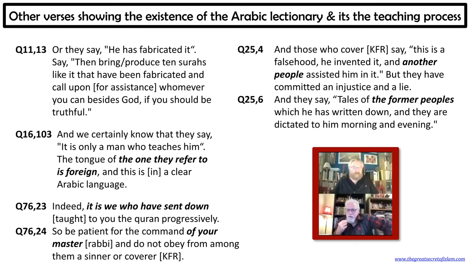Also, they talk to the group of the teachers as being the former peoples, the groups from before. So they were something ancient. They belong to an ancient community. They were not a new community that just emerged in the 7th century. They were an old group. And also here we have evidence that the preacher is preaching does not come from God, because it is dictated to him morning and evening. Here we have evidence of the teaching process. We have evidence that there were teachers teaching the preachers what to preach.